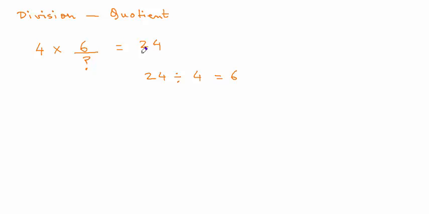The product from the multiplication sentence that's being divided is called the dividend in the division sentence. The factor that's given is called the divisor. And then the missing factor is called the quotient.